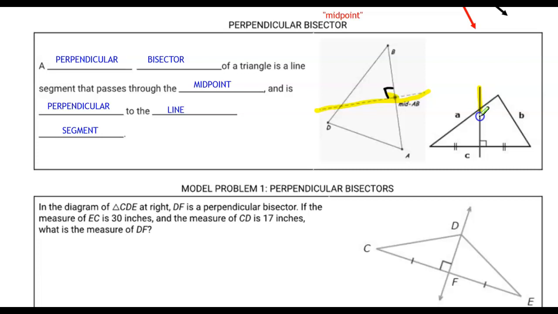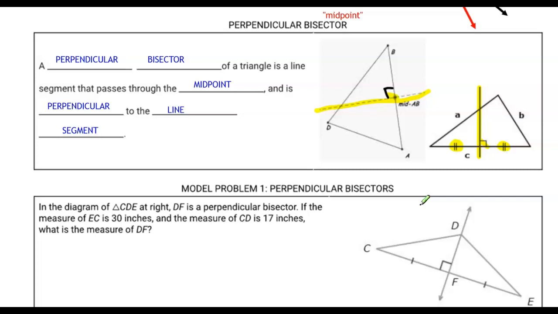Similarly, this line here is a perpendicular bisector because it passes through the midpoint of this line segment, the side of the triangle, and it has two sides that are congruent to each other. So it passes through a midpoint, and in addition, it is also perpendicular to that side. Those two things have to be present in order for it to be a perpendicular bisector.